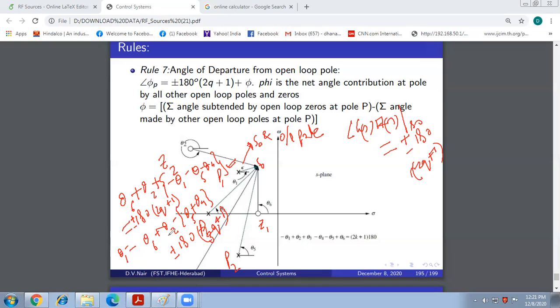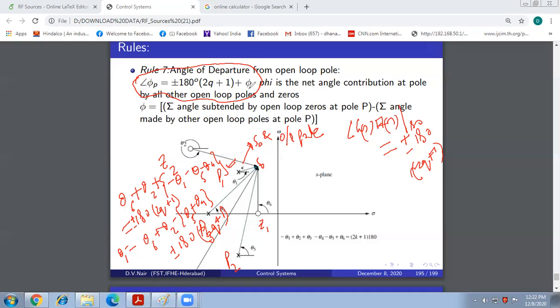So that is what we see, or more precisely, in a sophisticated way, the angle of departure is mentioned here, in this place that I have just encircled. So that angle of departure is theta 1 for me in this discussion. So it is equal to 180 degree of 2q plus 1 plus phi. So you can see this phi is nothing but the angle made at the open loop pole where we wish to find out the angle of departure of the root locus branch.